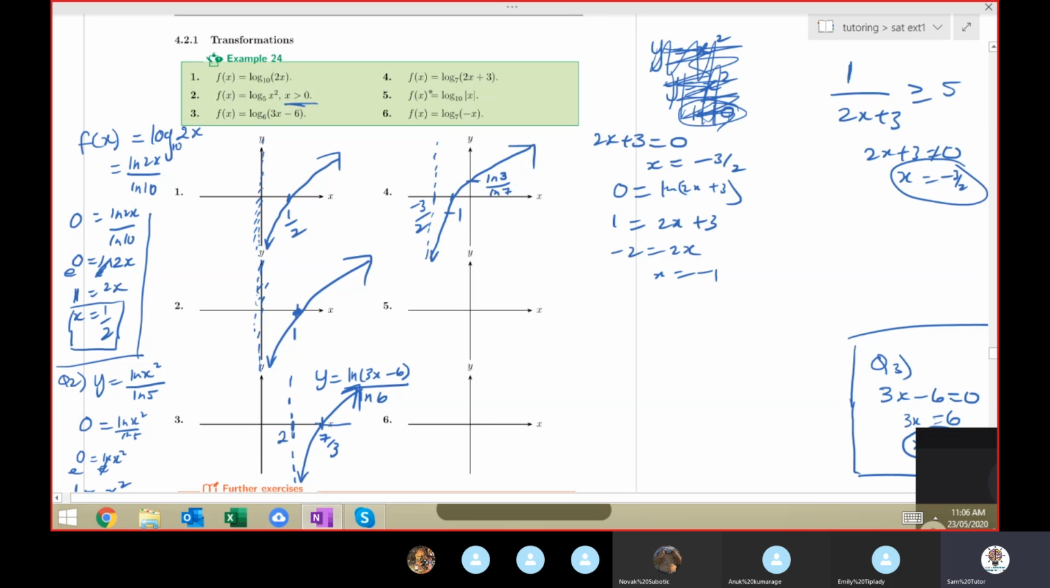Question 5. What does question 5 look like? Absolute value of x. What do we do? Emily, what do you remember from absolute value of x? Not the whole thing being absolute value. Isn't it only the x values reflect to the left?